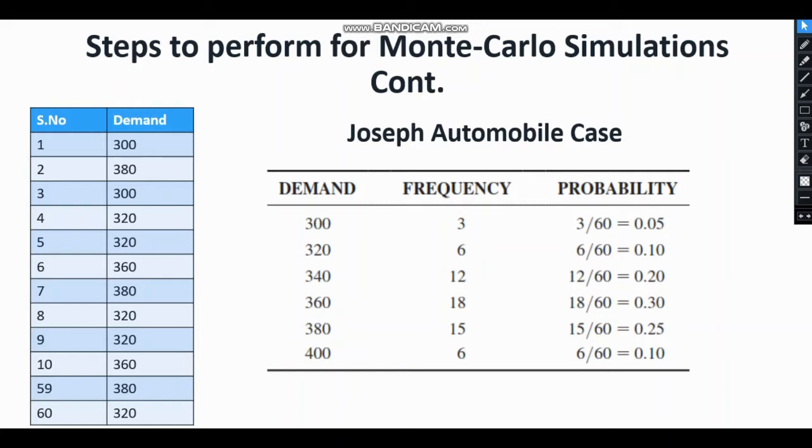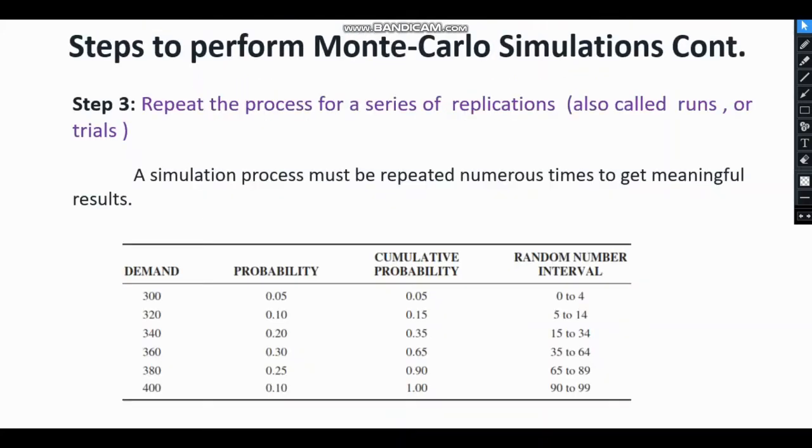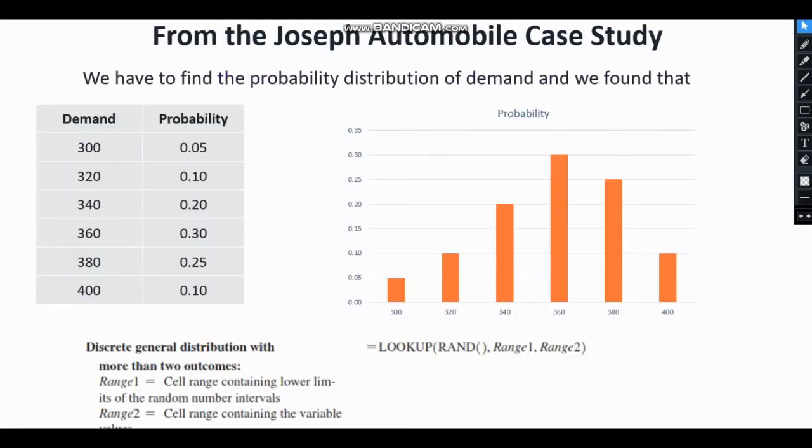Now for this graph, you have to draw the probability distribution curve. That is the second step. The second step is just to check what the probability distribution is, and simulate values from the probability distribution. So the moment we draw this probability that we got, what is this distribution?